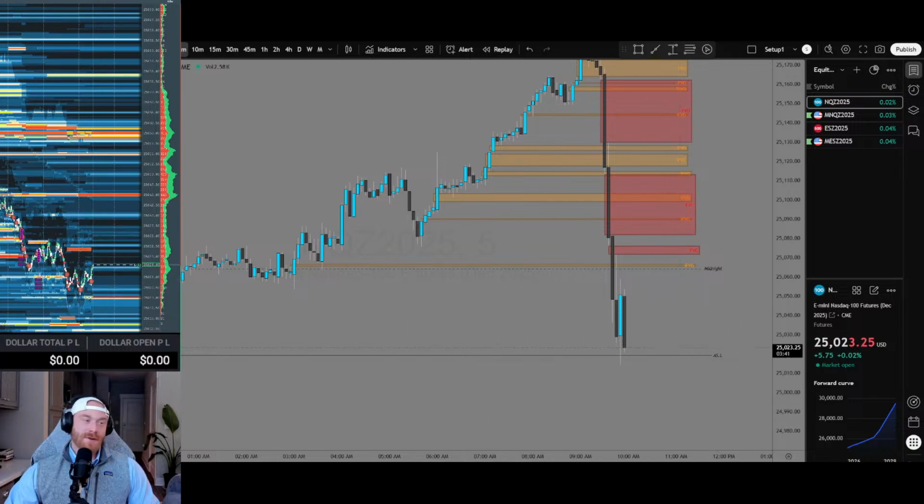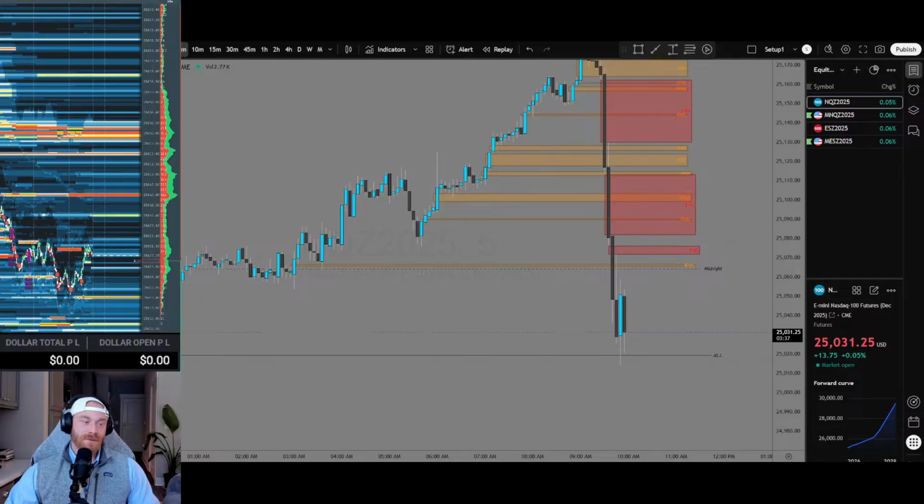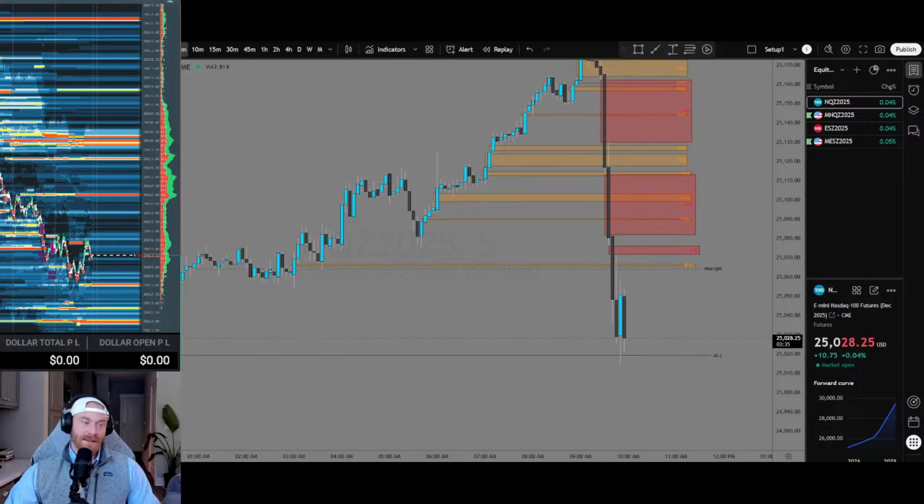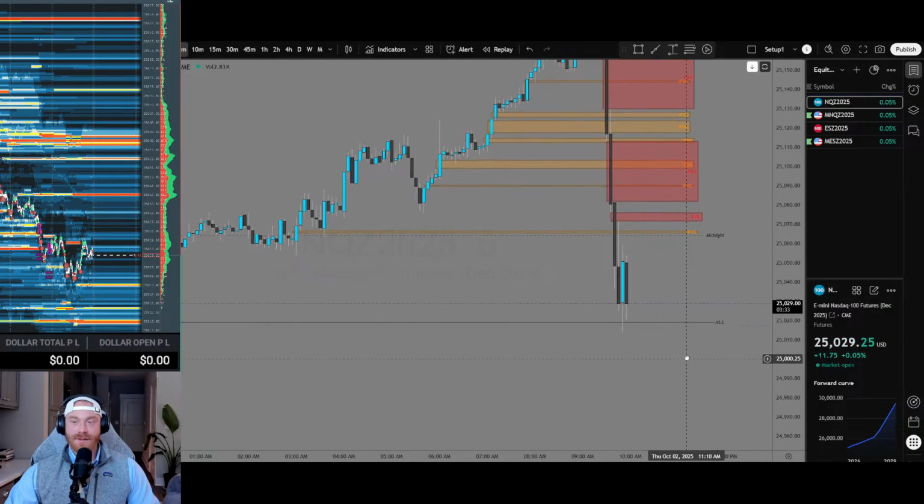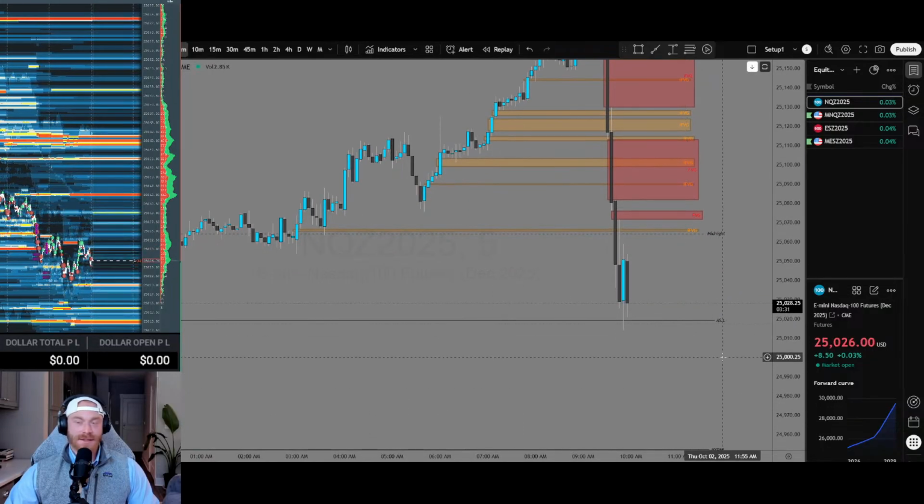I don't know if we'll consolidate. The Bookmap's pretty lit up down lower, man, all the way down to, well, not tremendously, but down to 2,500 and down to here at least. It's pretty lit up.